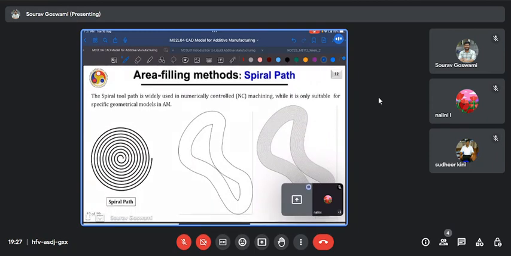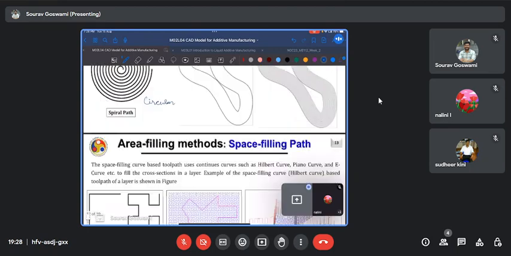A spiral path is very commonly used in numerical control machining. However, its application for additive manufacturing is pretty limited as of now. Again, there are certain cases such as a circular cross section where it might be very useful, but for the general case, it has very limited applications.